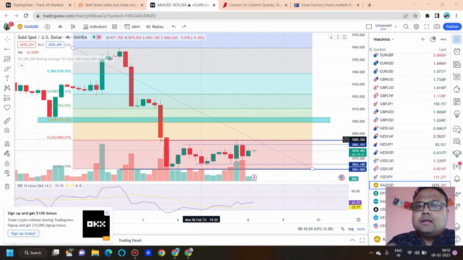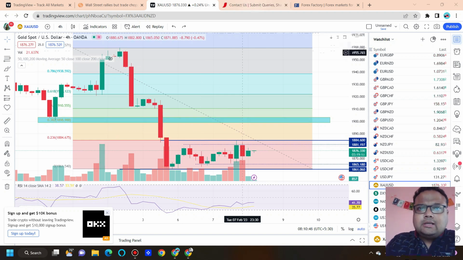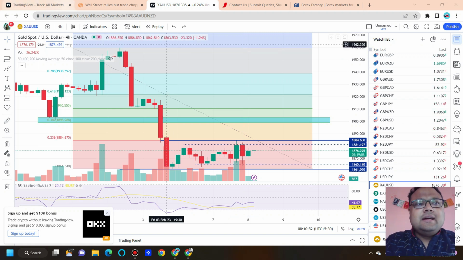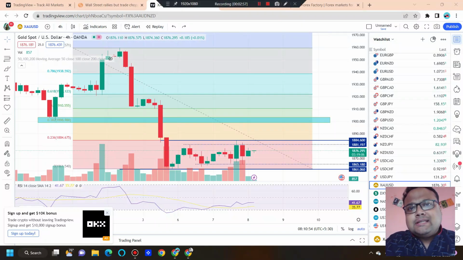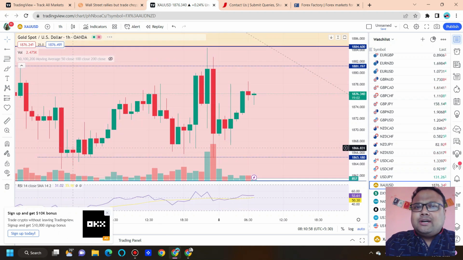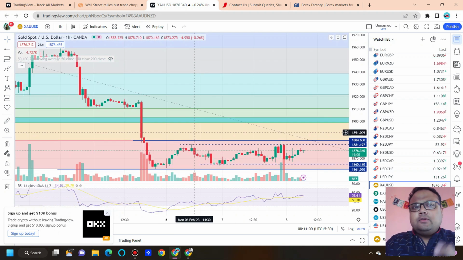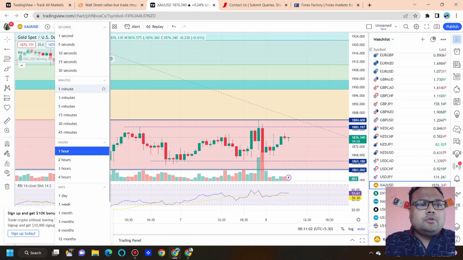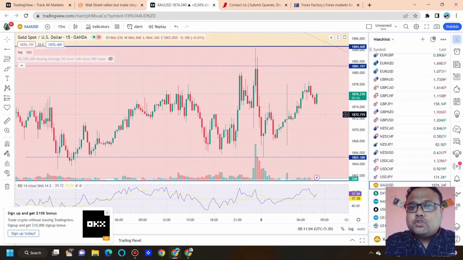So as a result, consider the market as a range bound market, and your strategy should be like that only. In simple words, the strategy in a range bound or sideways market is extremely simple. It is buy at support, sell at resistance. Okay, so if possible, try to switch to a lower time frame. You can use the 1 hour time frame, or you can also use the 15 minutes time frame.